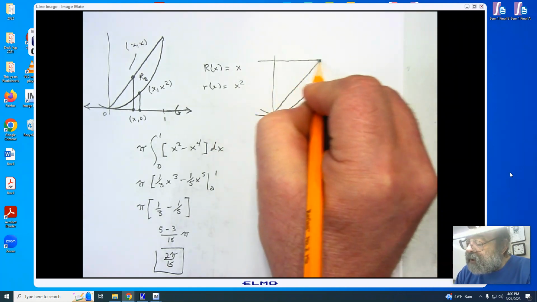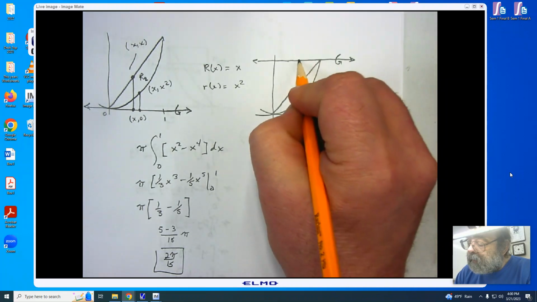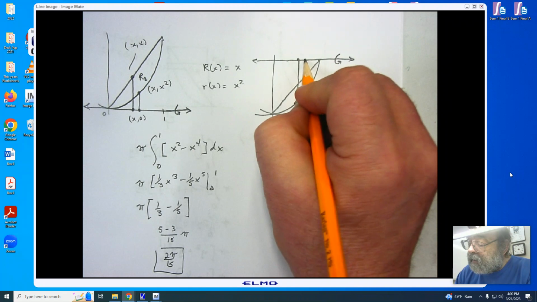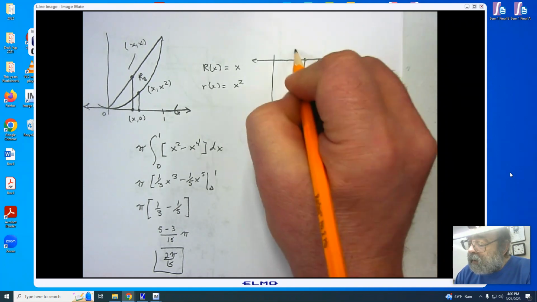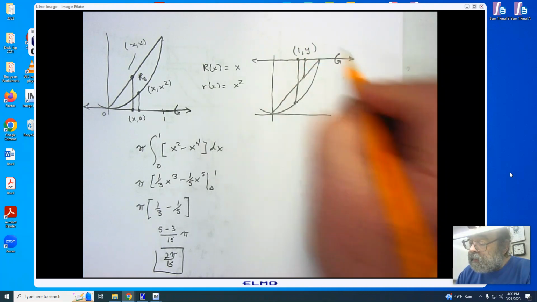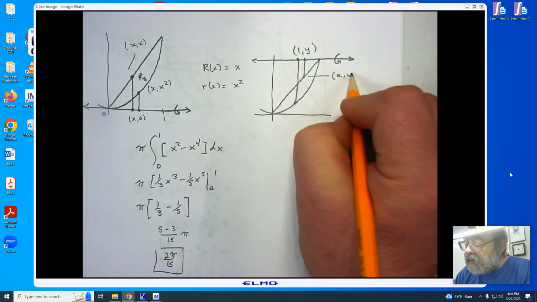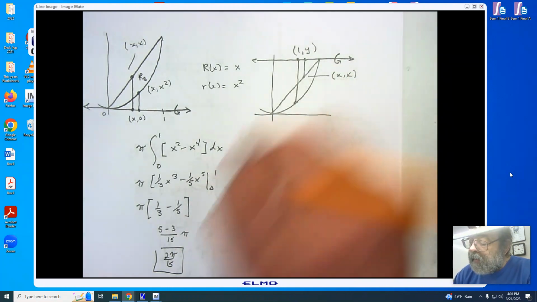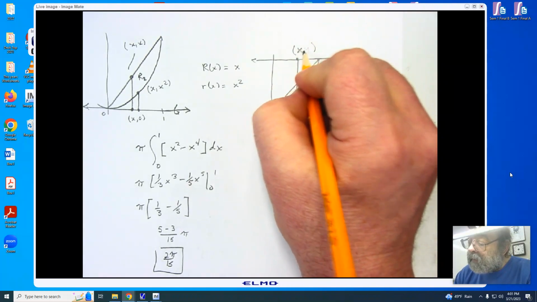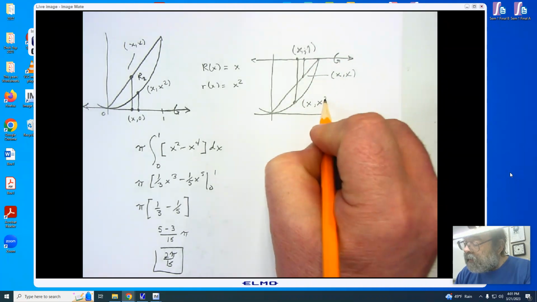The axis of rotation is now up here. Big R, little r again. This is 1 comma y. This is x comma x. Oh, wait a minute, I got that backward. That's x comma 1. And then right here we have x comma x squared.